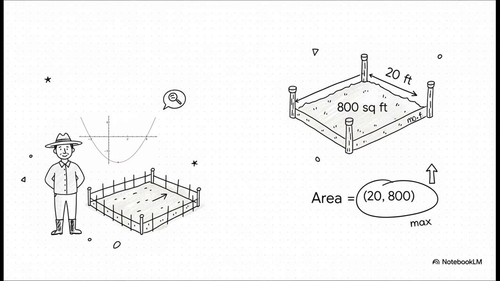Look at this example. A farmer wants to maximize their garden area. Well, the vertex of the function modeling that area, right there at (20, 800), isn't just a point on a graph. It's the answer. It tells them that a width of 20 feet will give them the biggest possible area, 800 square feet.